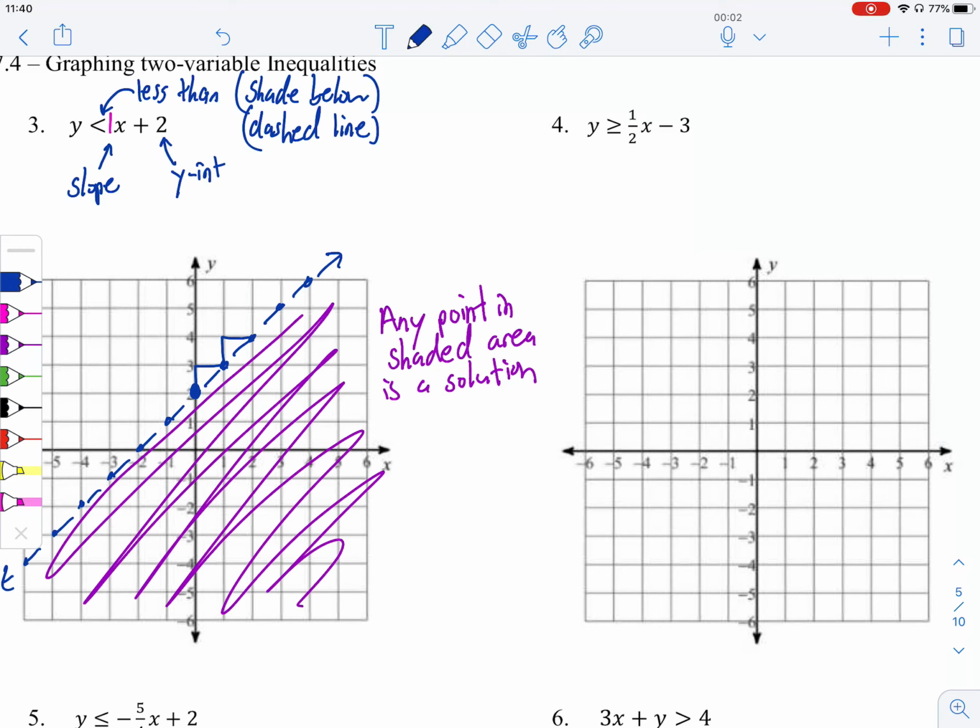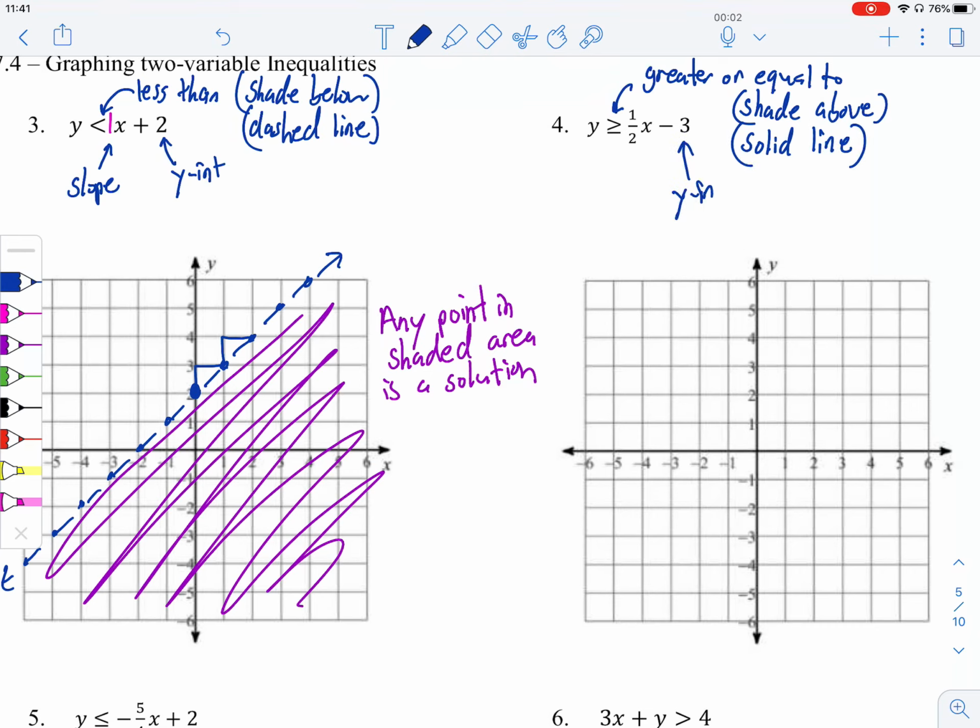Okay, next one. Look at our inequality again. This is greater or equal to. So because it's greater or equal to, this is greater, we're going to shade above our line. And it's equal to, so it's going to be a solid line.